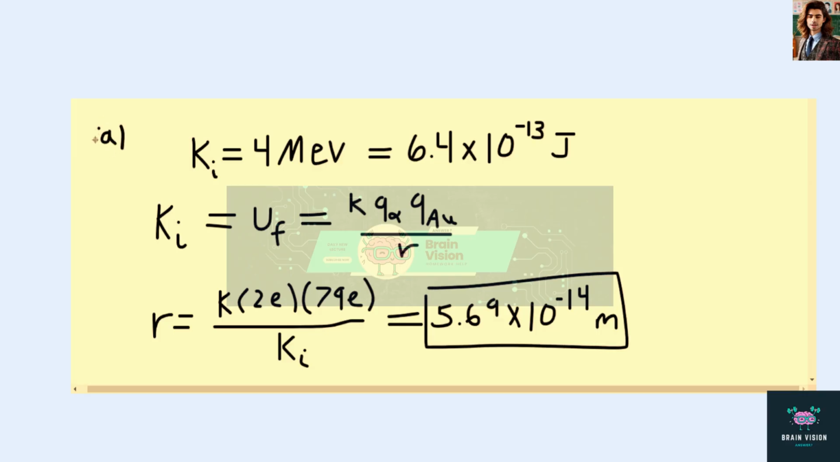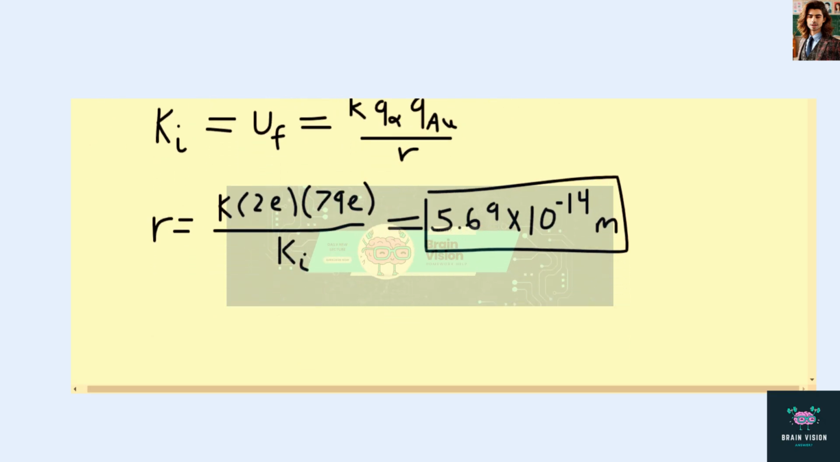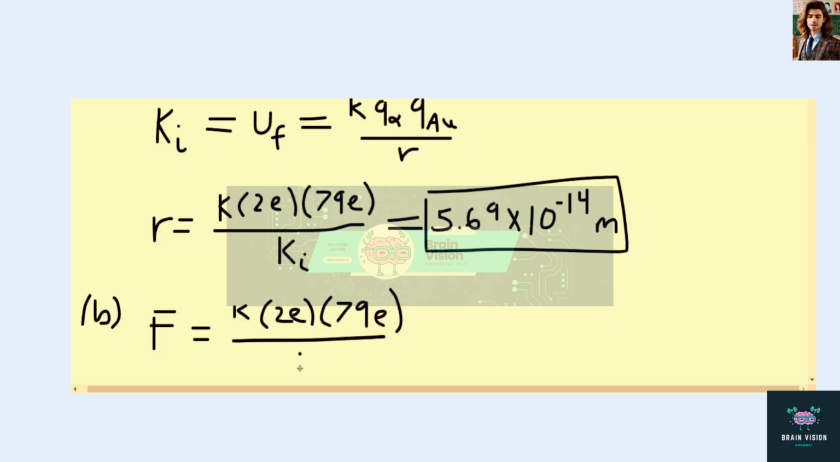So moving on, now we're doing part B, where we are asked to find the force from the Coulomb force here. Now that we know the distance of closest approach, we can use that, and we find that F here is equal to, using Coulomb's law, the constant K times the charge of the alpha particle, which is 2e, times the charge of the gold atom, which is 79e, divided by r squared. So plugging those values in, we find that the force is equal to 11.3 newtons.